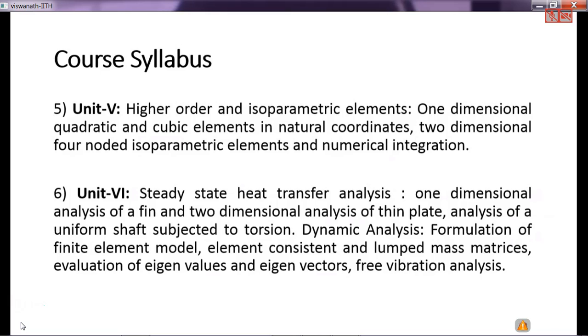Now, if you do normal formulation, your compatibility issues are prevalent. But fortunately, if you do it in an isoparametric element in natural coordinate system, you will see that such kind of issues are not there. That we'll discuss in the later part when we do it.